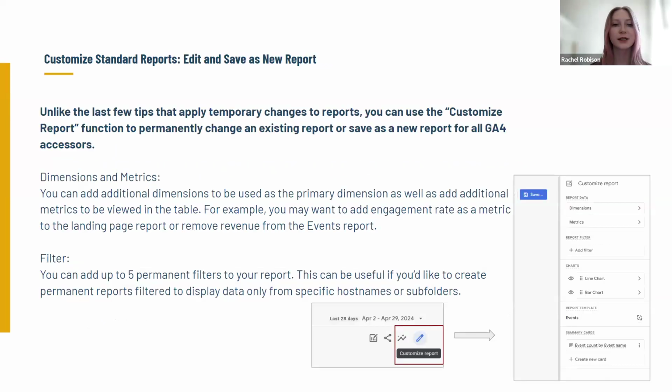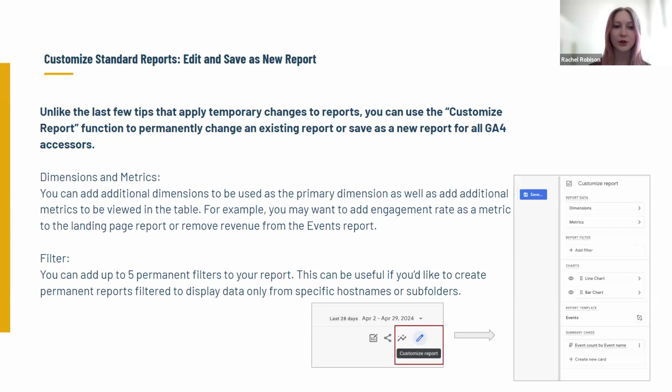All right, so those last two examples of how you can customize your standard report are all temporary changes. But if you would like to alter your report permanently, either save it as the same report with these changes or create a new report, you can click on Customize Report in the top right corner by the date range when you're viewing a standard report. You have the option to add additional dimensions to be used as primary dimensions, and you can also add additional metrics to your tables. For example, you may want to add the engagement rate as a metric to the landing page report, or you may want to remove revenue as a metric from the events report.